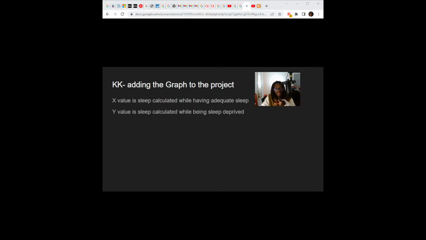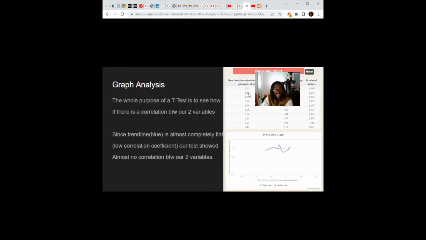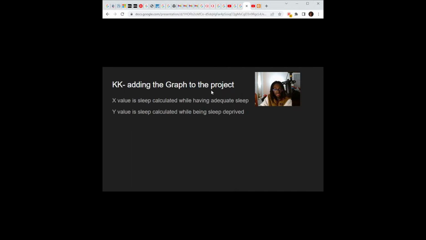Although I don't know how to do it yet, a big takeaway is that the X value needs to be sleep calculated while having adequate sleep. So we need to put this in our X column and this in our Y column, and then draw the graph, and if we can, put a trend line on it. But more importantly, even if we can't find out how to put a trend line on it, know that the trend line is very flat, meaning that there's almost no correlation between our data.